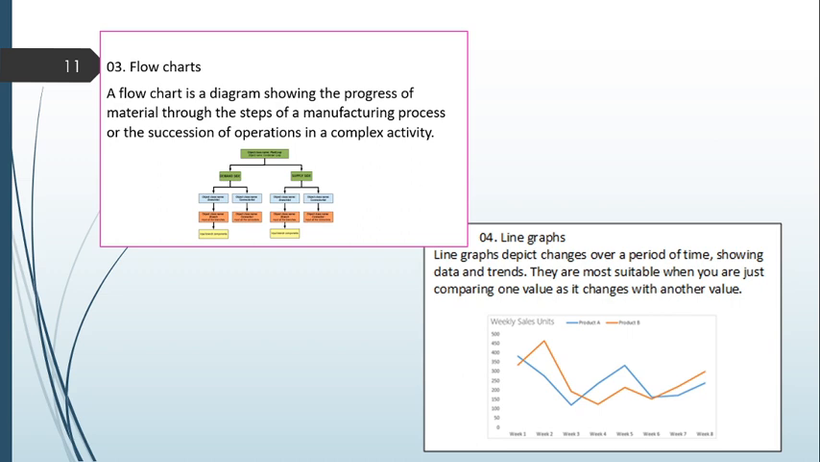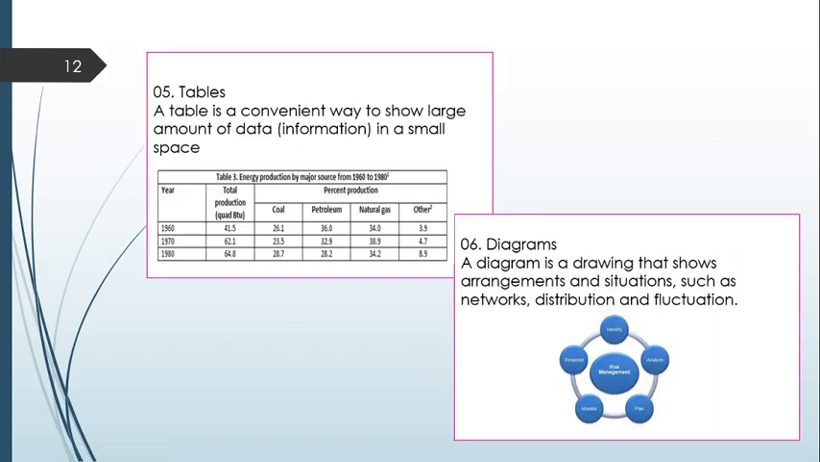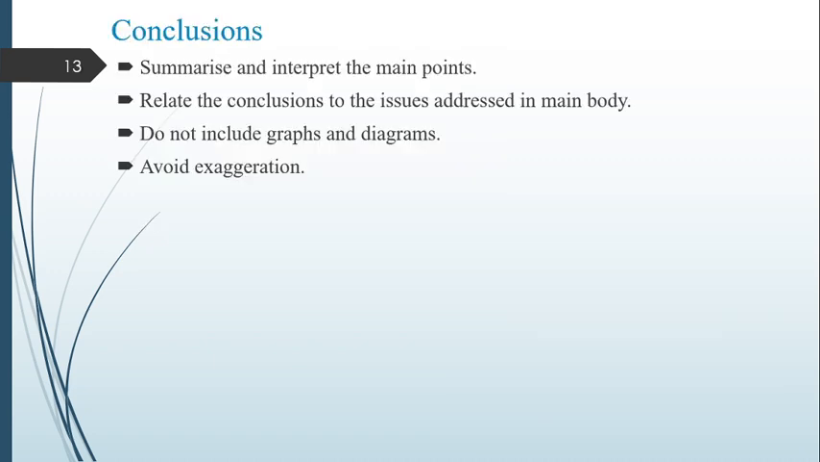Line graph, of course, depicts a change over a period of time, showing data and trends. They are more suitable when you are just comparing one value as it changes with another value. That means, for example, comparatively analyzing two years, maybe the statistics of two years. A table is a convenient way to show a large amount of data in a small space. A diagram shows arrangements and situations such as network, distribution, fluctuation, and the like.